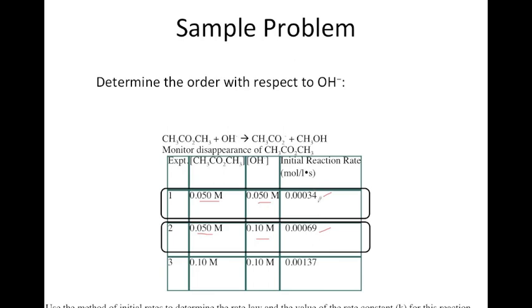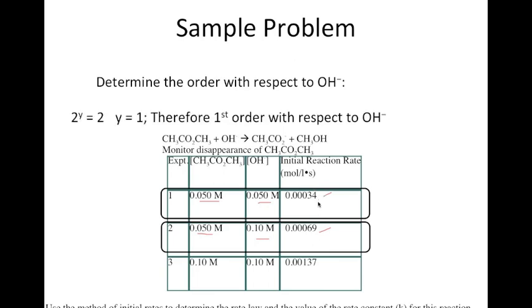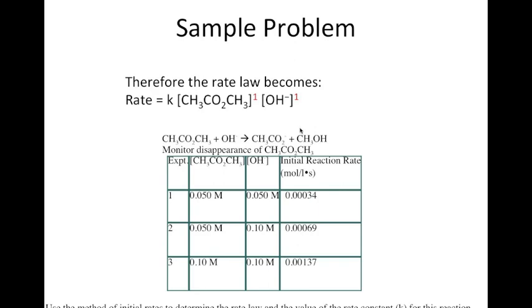So we could set up our formula, and our 2 here is because we double the concentration, and when we double that concentration, the rate doubled. So we put a 2 here. So the order must be a 1. So this is first order with respect to OH minus. So now we know the orders of both reactants: first order with respect to CH3CO2CH3, first order with respect to hydroxide.